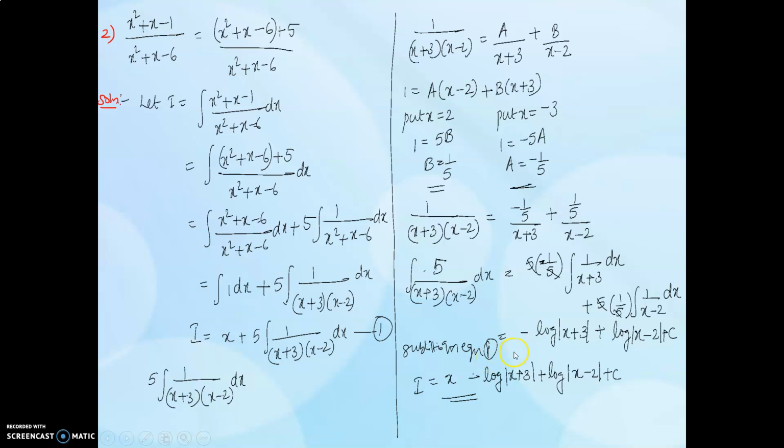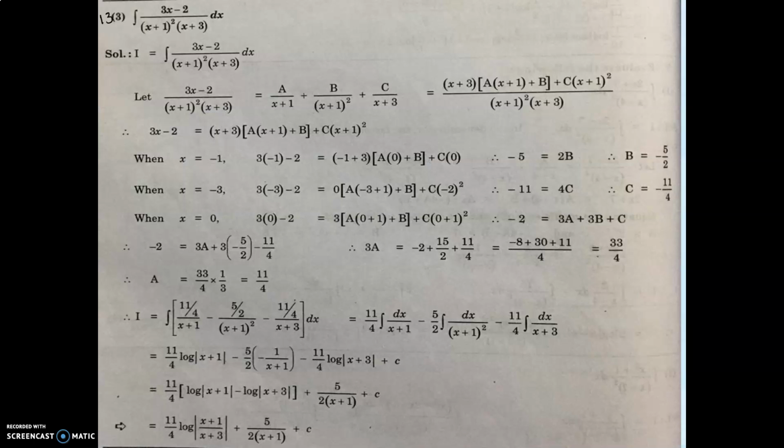Substituting in equation number 1, this will become like this. So that's equal to minus log mod x plus 3 plus log x minus 2 plus c. This is the equation number 1. Here we have already found this one, x. So after substituting these values, you will get x minus log mod x plus 3 plus log mod x minus 2 plus c. That is the answer for this question.